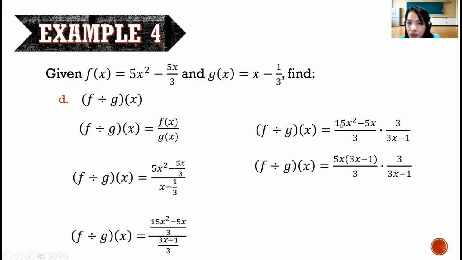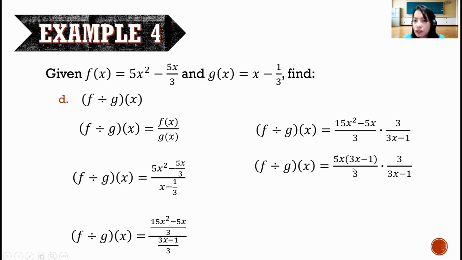So, ang common sa 15 and 5, ang common sa kanila ay 5. At we have here variable x squared and x, ang common is x, 1x. So 5x times 3x minus 1. 15x squared divided by 5x, that is 3x, minus 5x divided by 5x, that is 1, all over 3, times 3 over 3x minus 1.